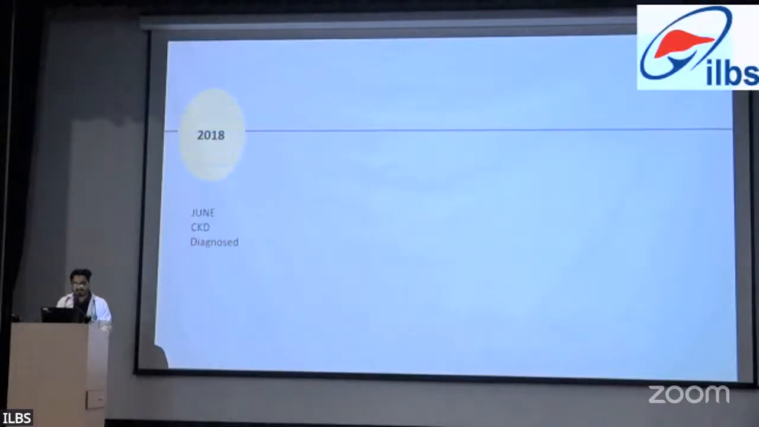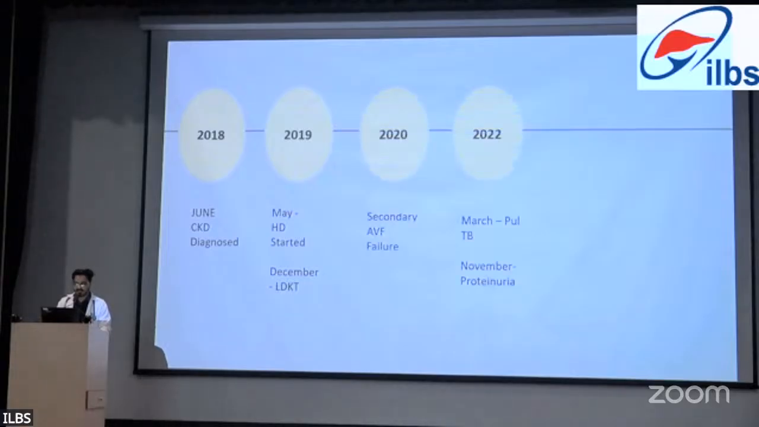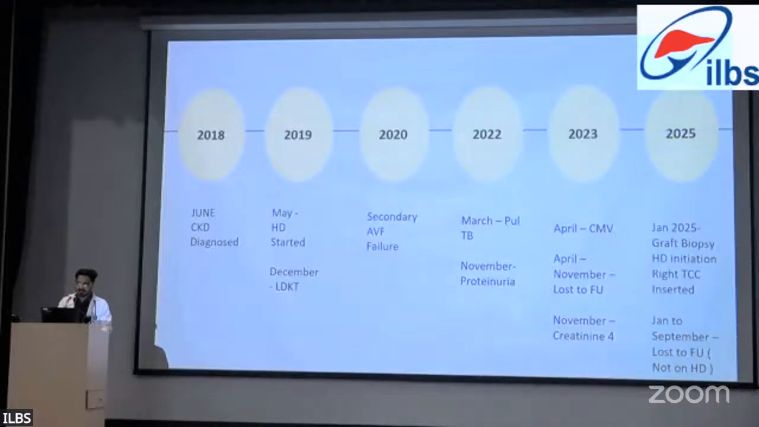So to summarize, in 2018, the patient was diagnosed with CKD. In 2019, hemodialysis was started, and in December, he underwent a live donor kidney transplant. In 2020, he had secondary AV fistula failure. In March 2022, he had pulmonary tuberculosis, and proteinuria began in November. In 2023, in April, he had CMV viremia, and then he was lost to follow-up. In November, creatinine increased to 4. And in 2025, he had a graft biopsy and had uremic symptoms for which hemodialysis was reinitiated.